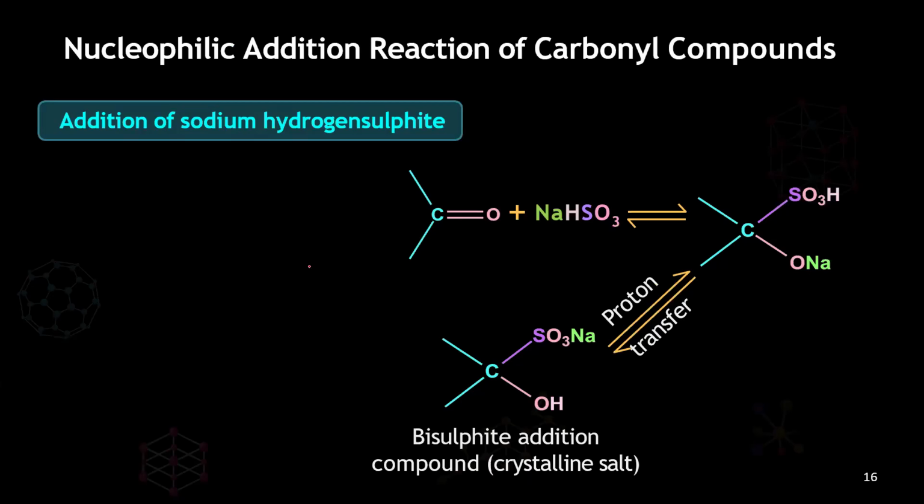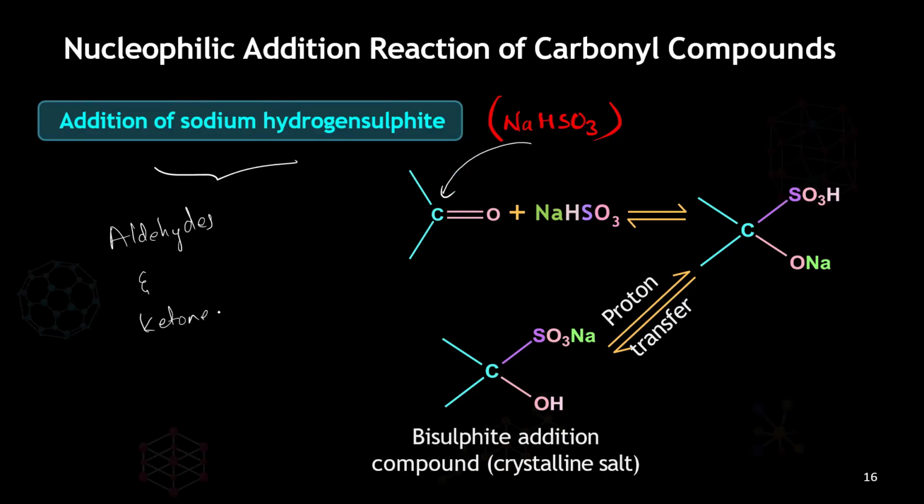So addition of sodium hydrogen sulfite. Nucleophilic addition reaction of the carbonyl compounds with sodium hydrogen sulfite. What is sodium hydrogen sulfite? It is nothing but NaHSO3. So NaHSO3 is called the sodium hydrogen sulfite. What happens here? The nucleophilic addition of this sodium hydrogen sulfite will happen to the carbonyl carbon. Whatever this NaHSO3 is there, the nucleophile will attack the carbonyl carbon. This is a very characteristic reaction for the aldehydes and ketones. You will be seeing this in aldehydes and ketones.